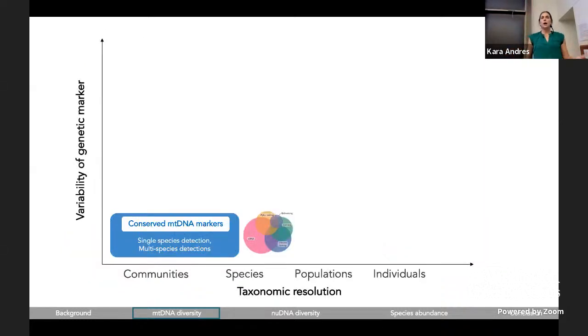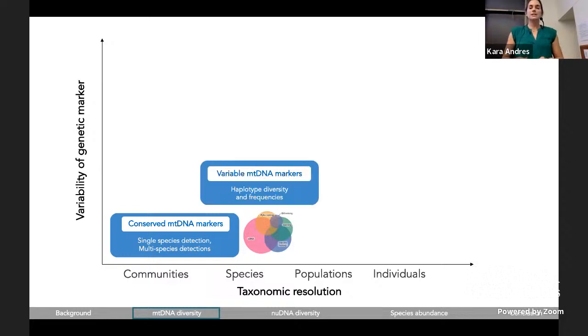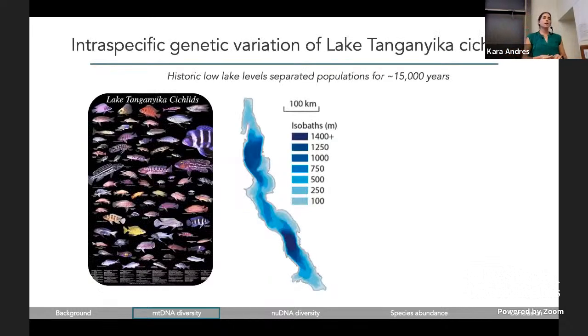Okay, so I showed you how we can use environmental DNA to detect diversity at the species level. Now, moving up that axis, we can look at a more variable mitochondrial DNA marker to understand patterns of within-species genetic diversity as well. For this, I'm going to talk about a project I'm working on with Christy Diner, where we were looking at the intraspecific genetic diversity of Lake Tanganyika cichlids using the ND2 mitochondrial marker, which has a little more diversity than cytochrome oxidase 1 would.